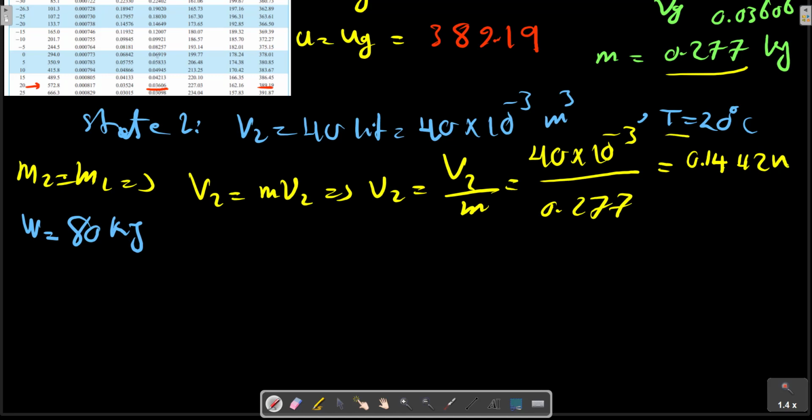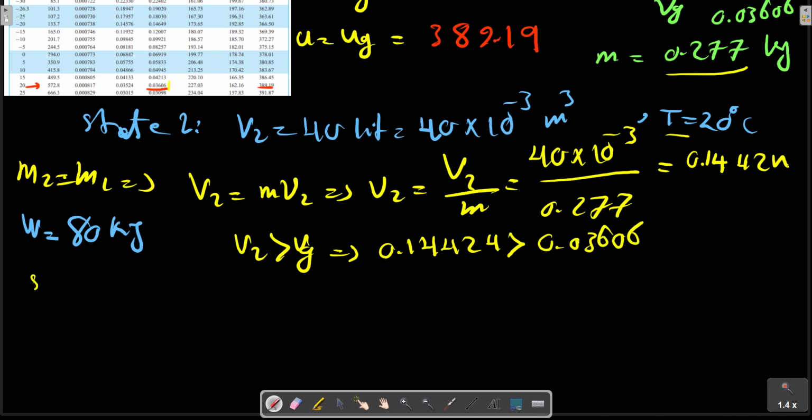At T equals 20 degrees, we have Vg, and V2 greater than Vg, or in other words, greater than. So we have a superheated process. In this case, we can calculate from table B.5.2 as shown here.